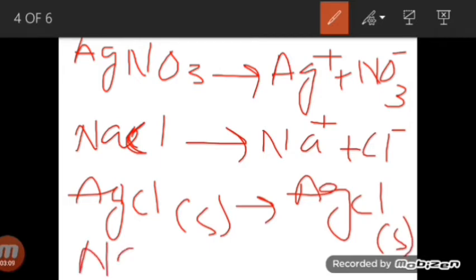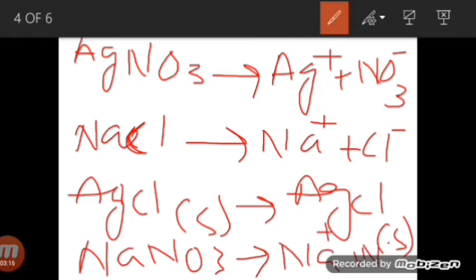Next is sodium nitrate. Sodium nitrate has two ions. One is sodium, whereas the second one is nitrate ion. So here you can see the ionic compound which will be producing spectator ions would be the silver nitrate.